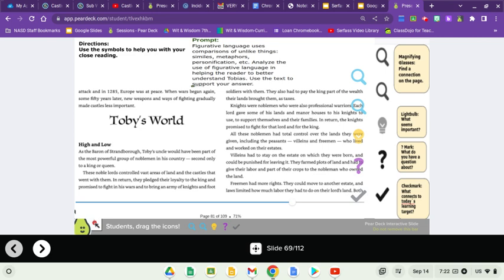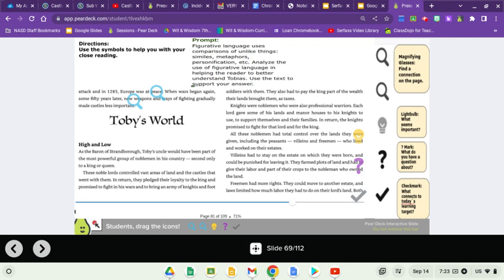Attack, and in 1285, Europe was at peace. When wars began again some 50 years later, new weapons and ways of fighting gradually made castles less important. So there's my answer. All right, so I had my question: new ways of fighting, new weapons, right? And when the wars began. So I see a connection between the relative peace that's going on in this book and the new weapons that occasioned the new age.